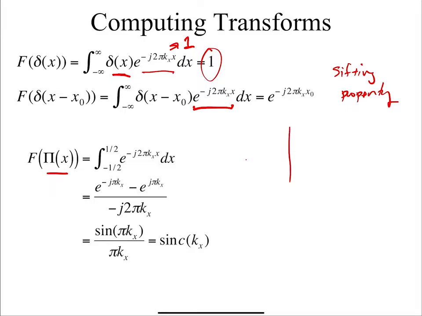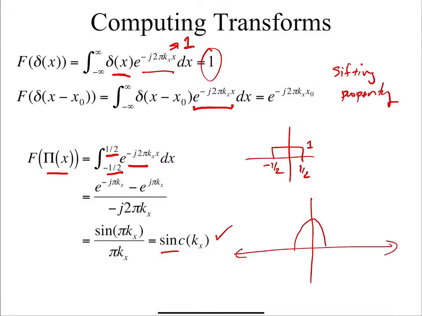The rect function is super useful, and just as a reminder, it's this function. It goes from minus a half to a half and has a value of 1. That's easy to integrate because I can just put the limits of integration there, minus half to half. It's 1, so there's nothing there, and it's just multiplying this exponential, which we can integrate. When we do that, we get sinc of kx, or sine pi kx over pi kx, which is so useful that it has a name, sinc kx. What that looks like is this. It has a value of 1 at the origin, and then it has its zeros at all the integer values.